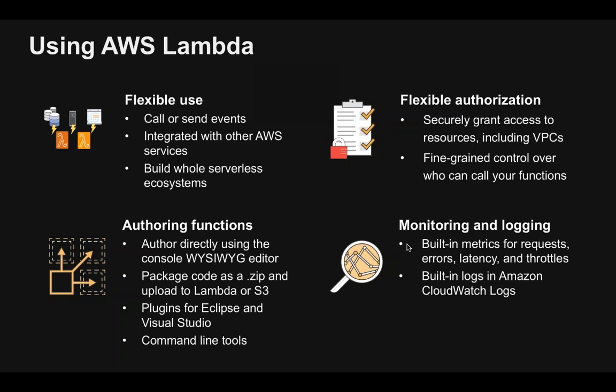Lambda allows you to securely grant access to resources inside the VPCs using AWS Identity and Access Management. So this allows you fine-grained control over who or what can call your Lambda functions. Monitoring and logging are built into AWS Lambda, so you can use this data to collect metrics on requests, errors, latency, and throttles. And logging for each of the functions can be accessed using the built-in integration with CloudWatch Logs.